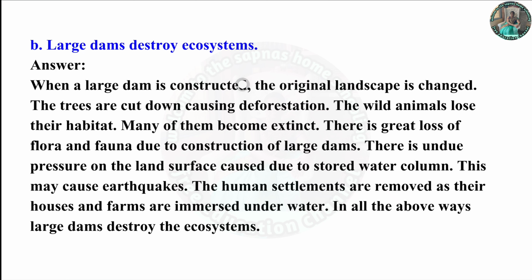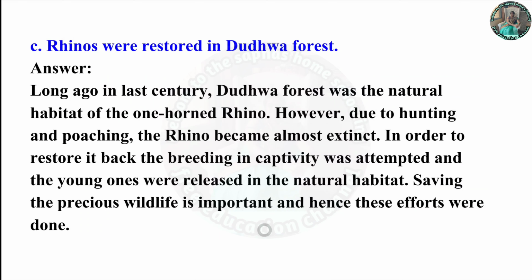Large dams destroy ecosystems. When a large dam is constructed, the original landscape is changed. The trees are cut down, causing deforestation. The wild animals lose their habitat. Many of them become extinct. There is a great loss of flora and fauna due to construction of large dams. There is undue pressure on the land surface caused due to the stored water column. This may cause earthquakes. The human settlements are removed as their houses and farms are immersed underwater. In all the above ways, large dams destroy the ecosystems.